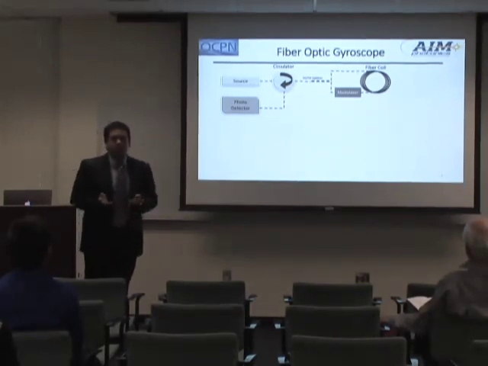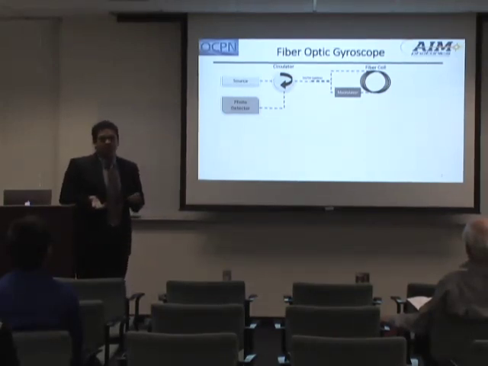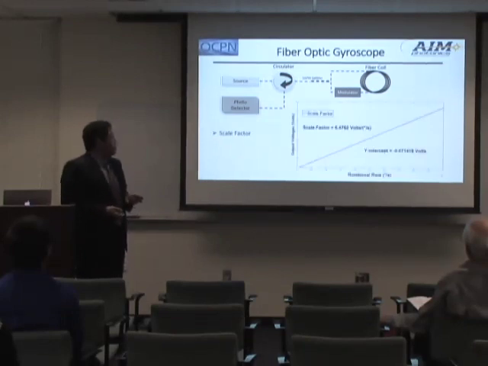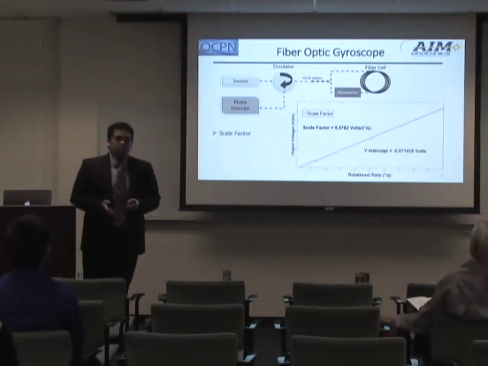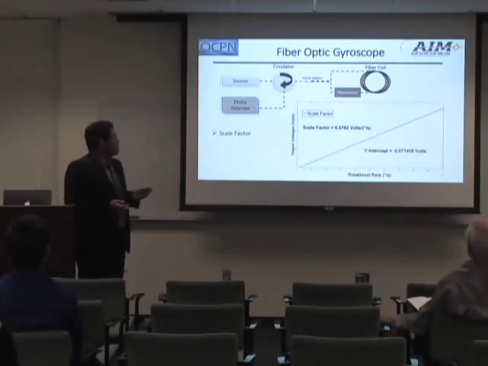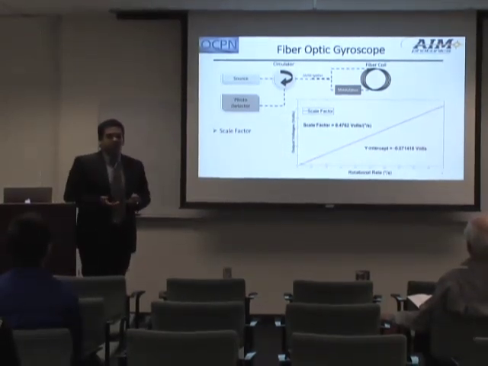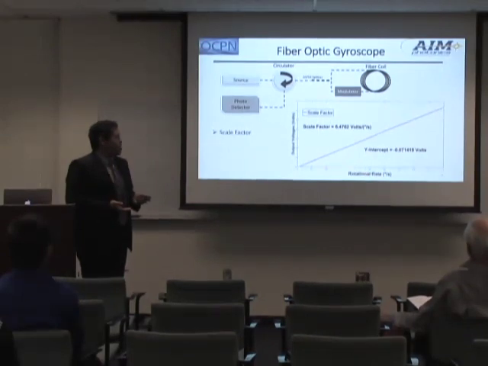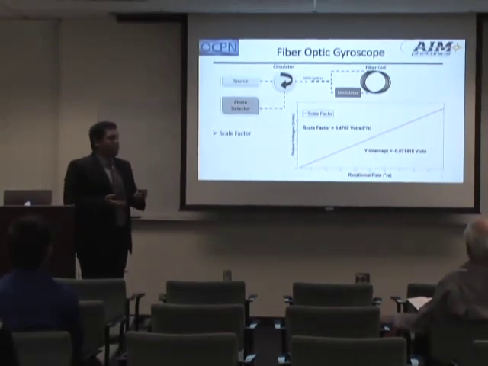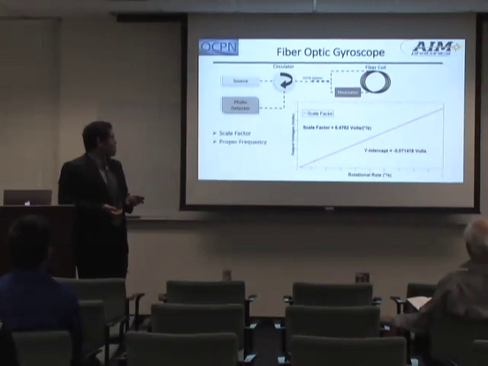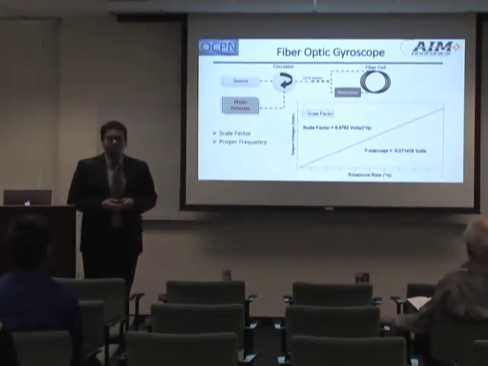There are also a few important variables that we should at least hear about. The first is something called the scale factor. The scale factor relates the rotational rate of the optical gyroscope to the voltage that is detected at the photodetector. This is sample data that I processed using MATLAB, so it wasn't done by me, but it demonstrates that the scale factor is pretty linear in an optical gyroscope. That's pretty important.